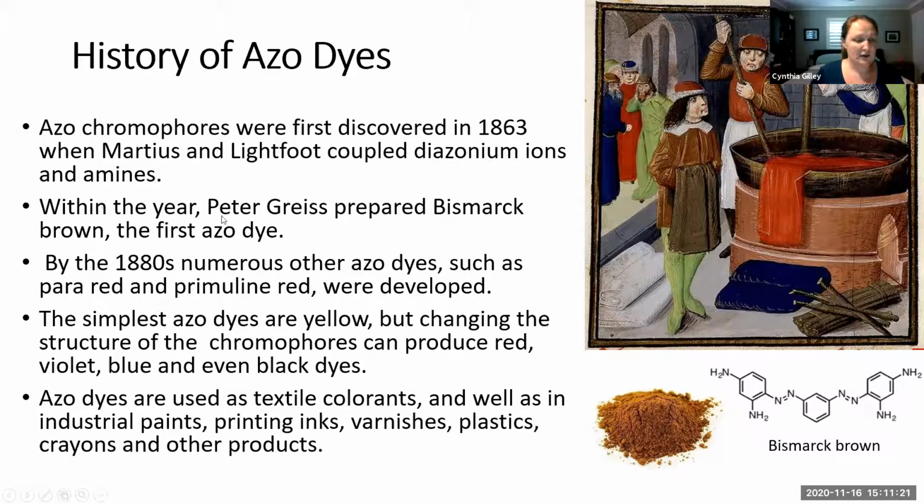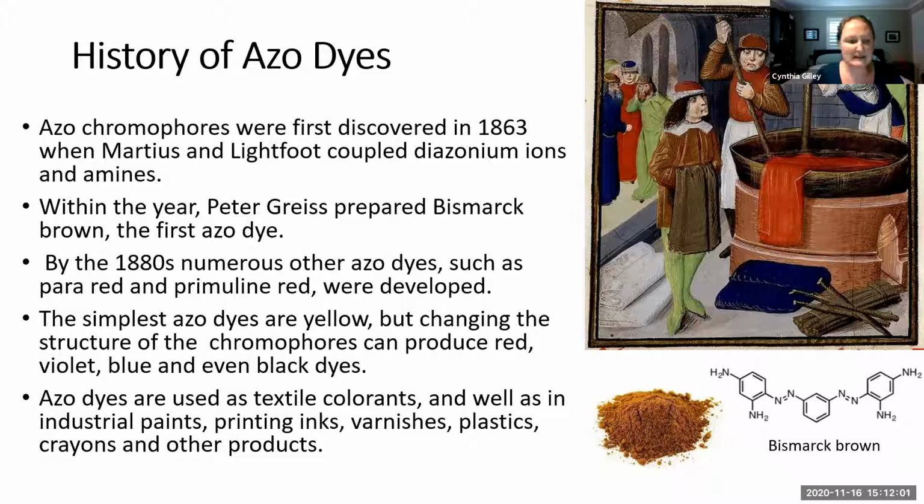So in the same year, another chemist named Peter Griess prepared Bismarck Brown, which is actually the first azo dye to be prepared and used. So I included the structure down here. So they coupled a diazonium salt and an aniline derivative. And by the 1880s, there were numerous other azo dyes being developed, including para red and vermilion red.